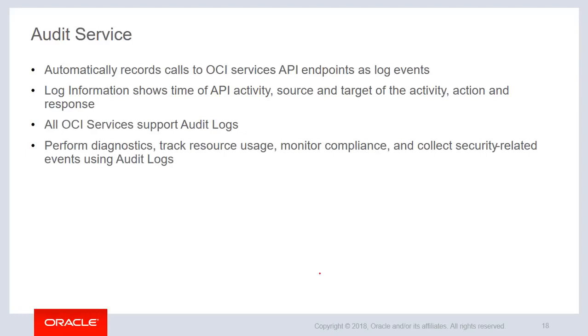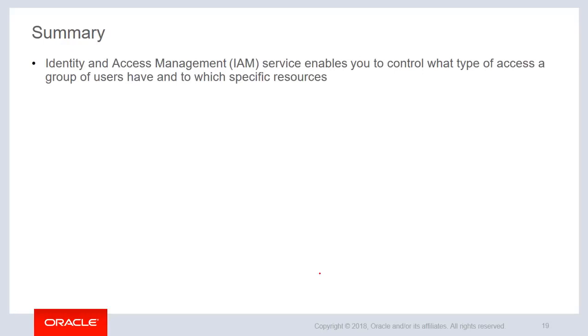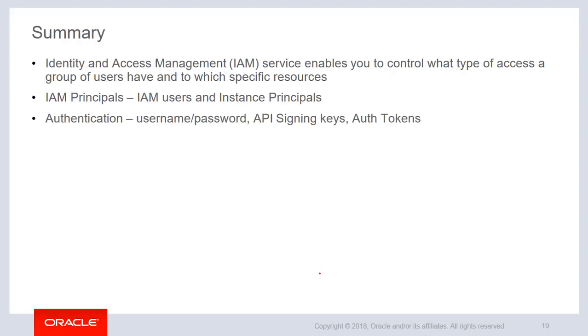So in summary, the Identity and Access Management Service enables you to control what type of access a group of users have and to which specific resources. We looked into two kinds of principals within OCI: Identity Access Management users you create, and instance principals. We looked into authentication, which can be done by three different mechanisms: username and password, API signing keys, or auth tokens. We looked into authorization, which is done by writing policies and associating them with principals. We looked into the policy syntax, and we looked into specific examples of policies, including a few advanced policies.